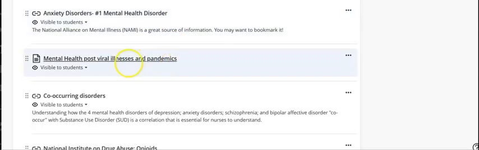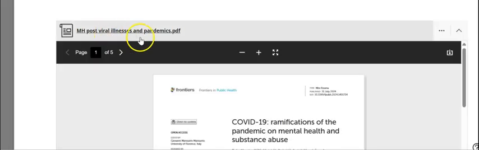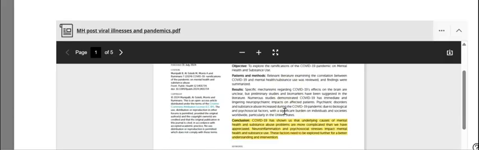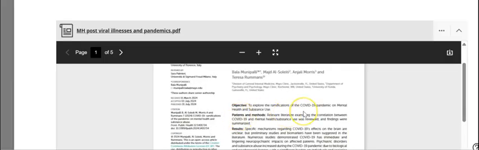So this is a great source. This is an article that came out not long ago, Mental Health Post-Viral Illnesses and Pandemics. So when you look at this article, it is a research article, and it is not specific to U.S. This is one that I found recently that I felt had great information, but now we're expanding back out globally here. And I ask that you read the highlighted sections.